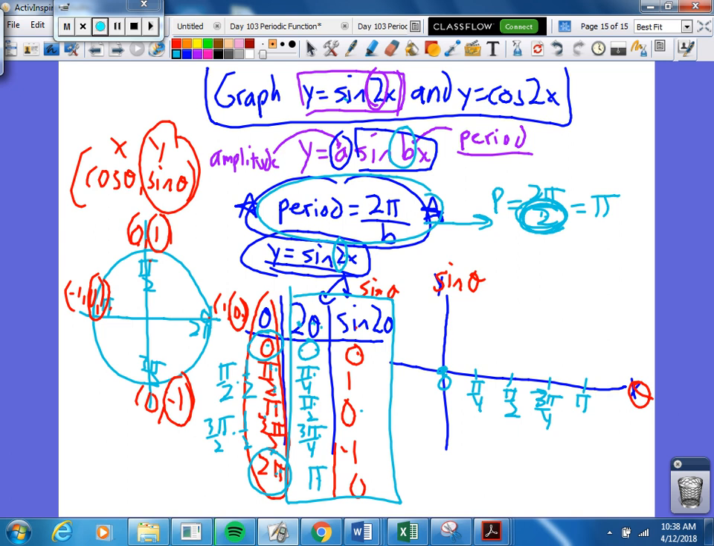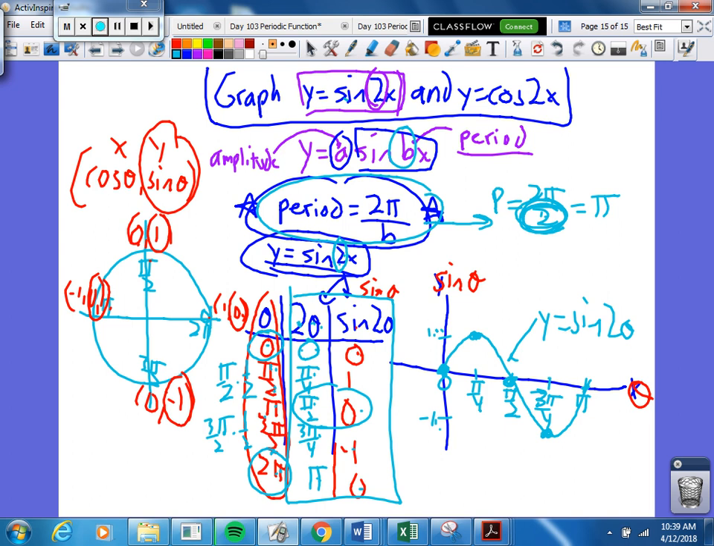pi. So 0, then 1, 0, negative 1, 0. Pi over 2 is 0. 3 pi over 4 is negative 1. And then pi is 0. Okay, got it. All right, so that is y equals sine of 2 theta, or 2x, right there. That's how it looks. The period is just shorter, so it looks the same. The amplitude is the same, so 1 and negative 1.